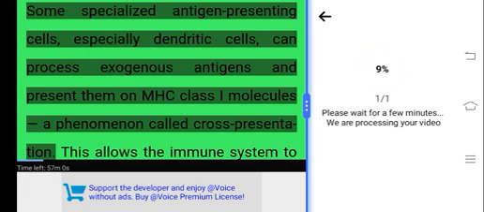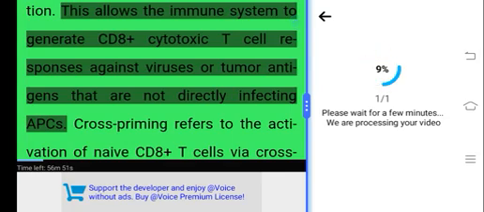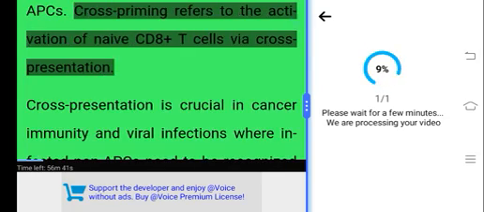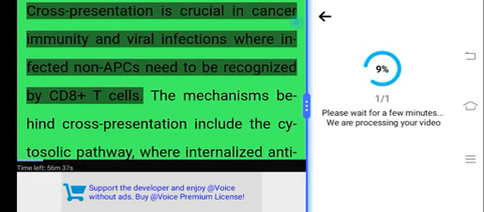Some specialized antigen-presenting cells, especially dendritic cells, can process exogenous antigens and present them on MHC class I molecules, a phenomenon called cross-presentation. This allows the immune system to generate CD8+ cytotoxic T cell responses against viruses or tumor antigens that are not directly infecting APCs. Cross-priming refers to the activation of naive CD8+ T cells via cross-presentation. Cross-presentation is crucial in cancer immunity and viral infections where infected non-APCs need to be recognized by CD8+ T cells.